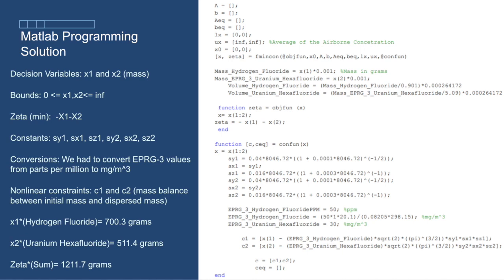Our final solution is x1, or hydrogen fluoride, is 700 grams. X2, or uranium hexafluoride, is 511 grams. And our zeta star is 1,211 grams.